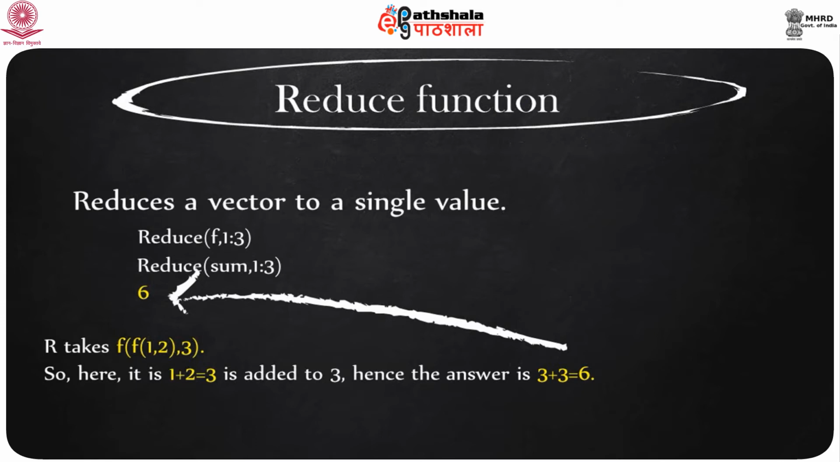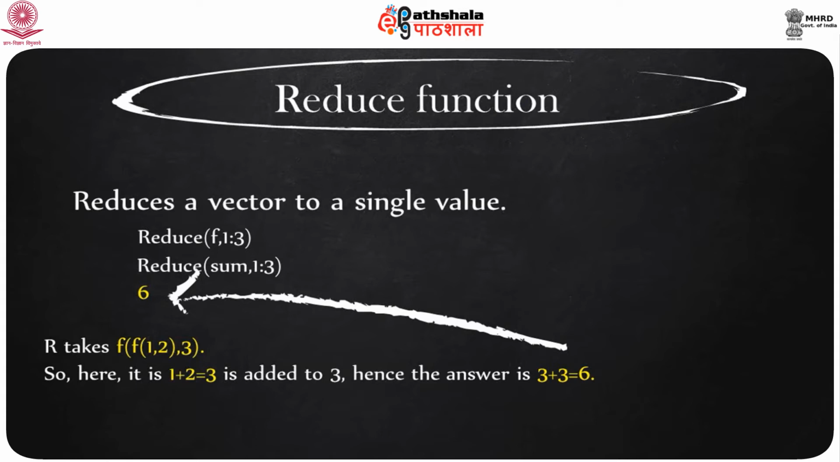So, whenever we write reduce, then within the bracket f comma 1, 2, 3, what R actually does is it takes f of f of 1, 2, comma 3. That is, at first the function f is applied to 1 and 2. Then again the same function f is applied to the resultant value of f of 1, 2 and additionally 3.